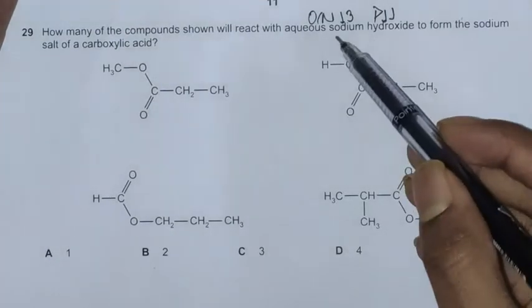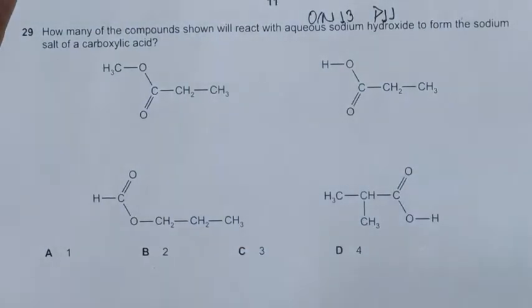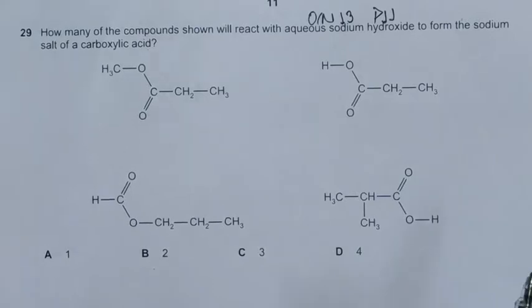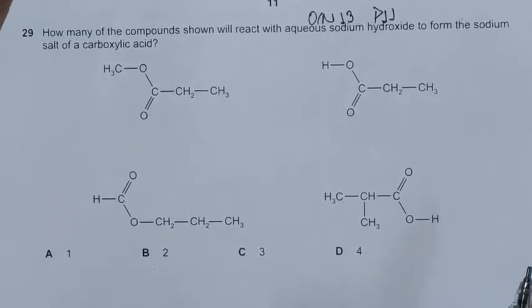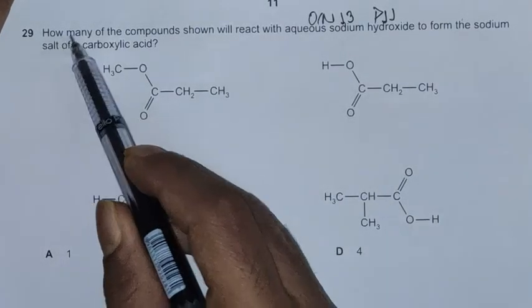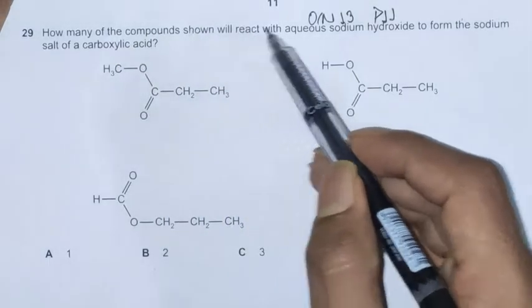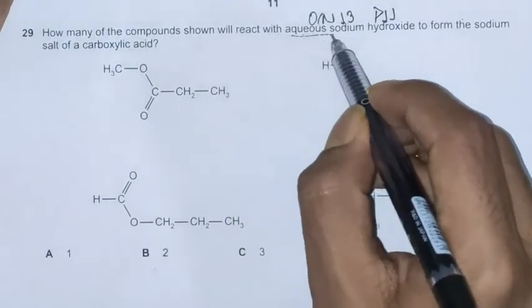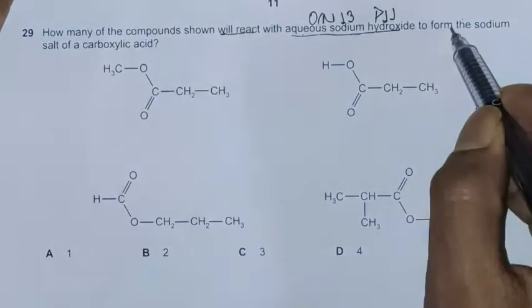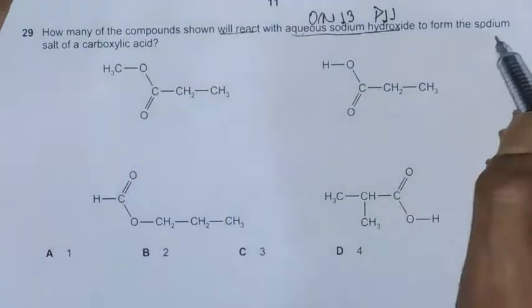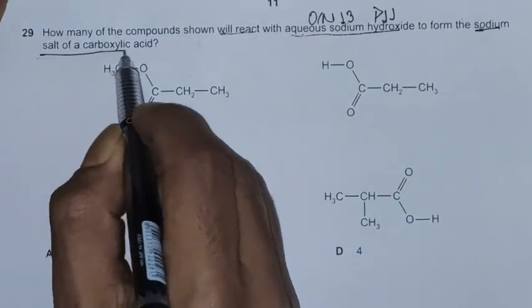Hello everyone, this is a November 13 question, paper 1-1, and the question number is 29. It's concerned with the chapter on carboxylic acids and their derivatives. The question reads: how many of the compounds shown will react with aqueous sodium hydroxide to form sodium salt of carboxylic acid?